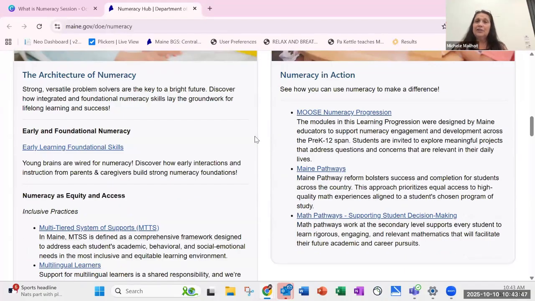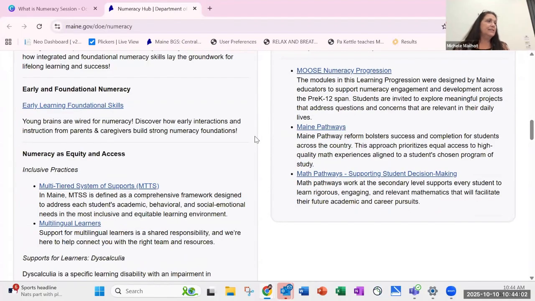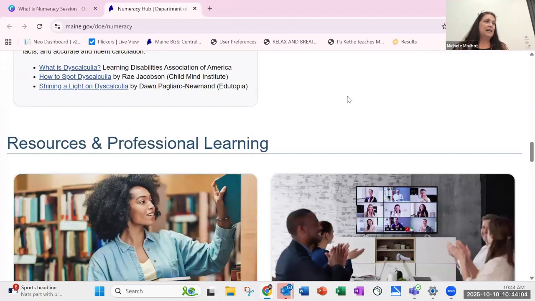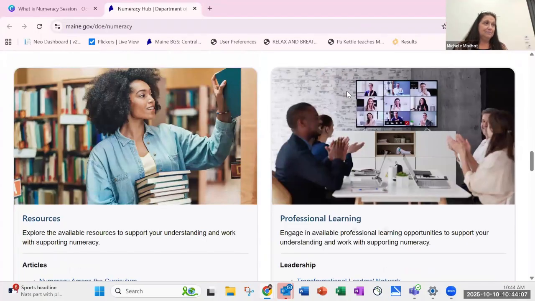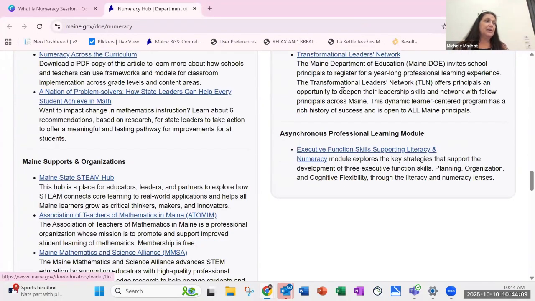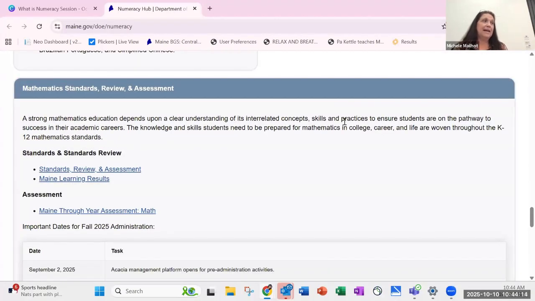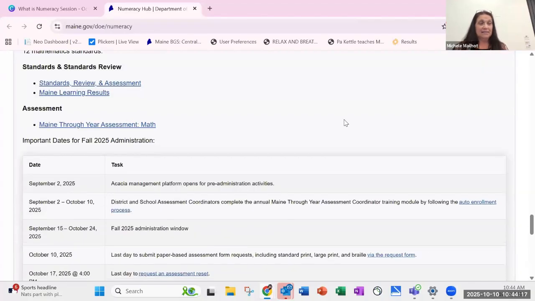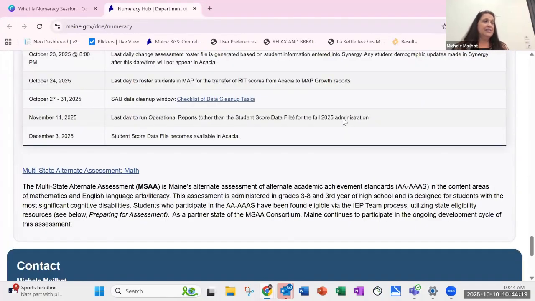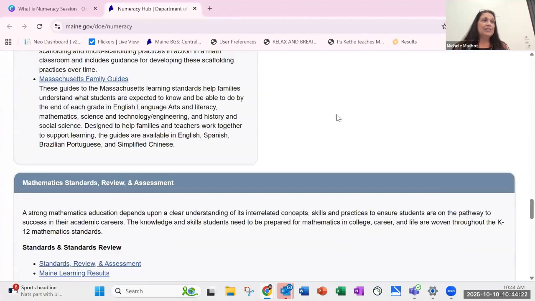This is going to be continually evolving. We will be updating and adding new resources. After a while, we'll take some of these down and archive them on a separate web page so you never lose the resource, but we can keep things current and moving. We also have resources for professional learning for you as well on the hub. And then here's information about mathematics standards and our state assessment and what you need to know about that. And so we wanted to share this.